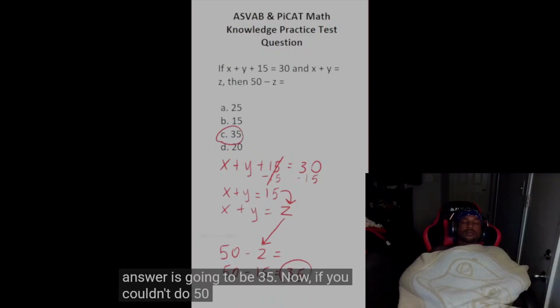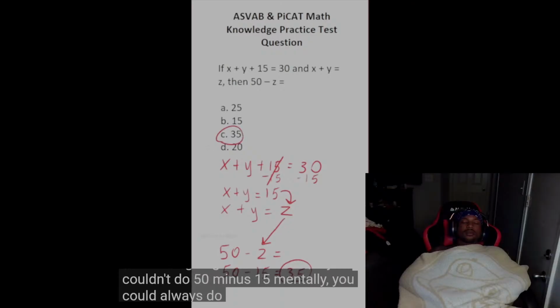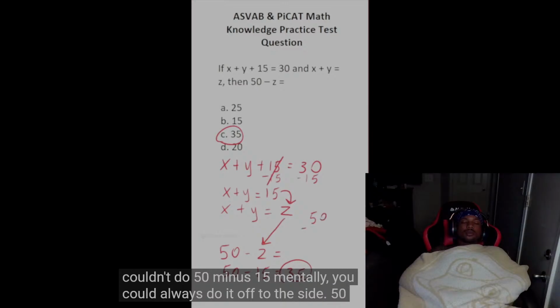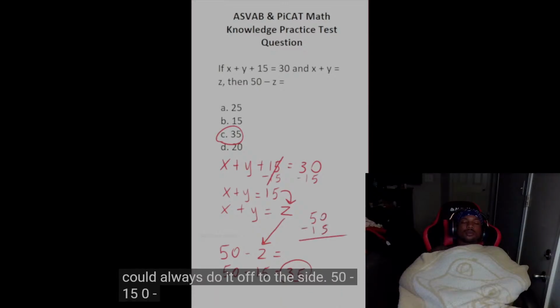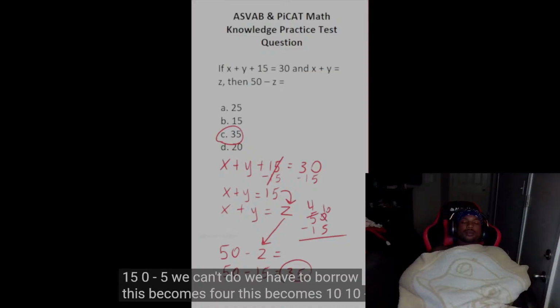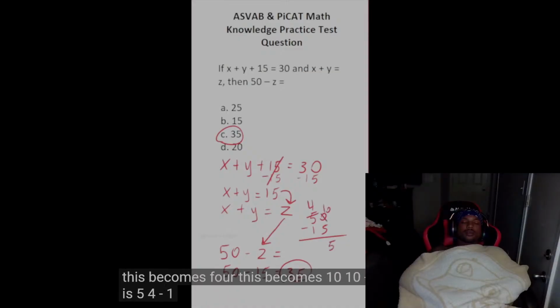Now, if you couldn't do 50 minus 15 mentally, you could always do it off to the side. 50 minus 15. 0 minus 5 we can't do. We have to borrow. This becomes 4. This becomes 10. 10 minus 5 is 5. 4 minus 1 is 3. All right, so that is that one.